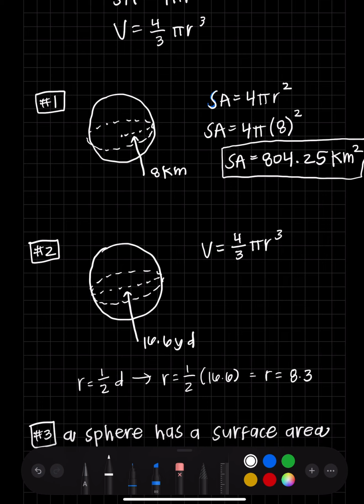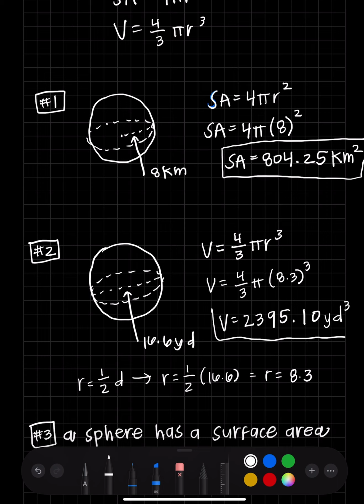Now I can use that 8.3 in my volume equation. So I'm going to say that the volume is equal to 4/3 pi 8.3 to the third power. And now, again, I'm just going to plug that all into my calculator. So 4/3 pi times 8.3 cubed, which gives me that the volume should be equal to 2,395.10 when I round it to the nearest hundredth. And then because it's a volume, we need to put a unit on it. In this case, it'll be cubic yards because it is a volume. It has to be cubed. So there we have it. That's how we find the surface area and volume.